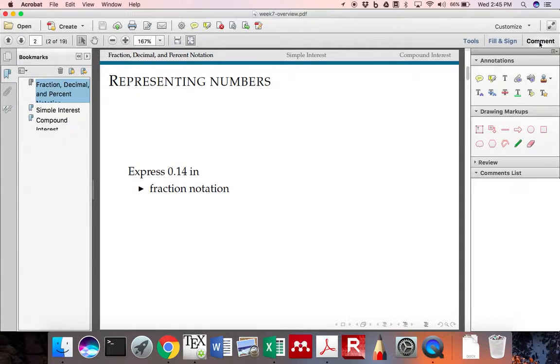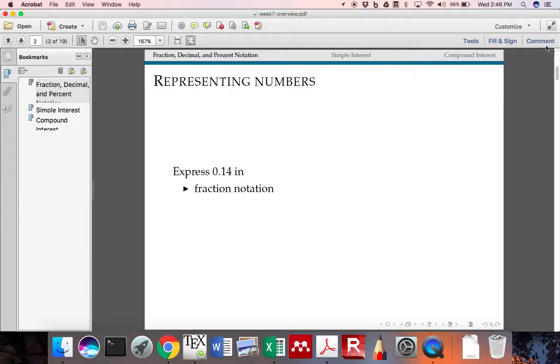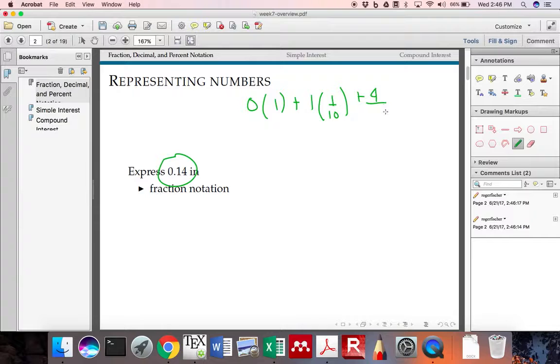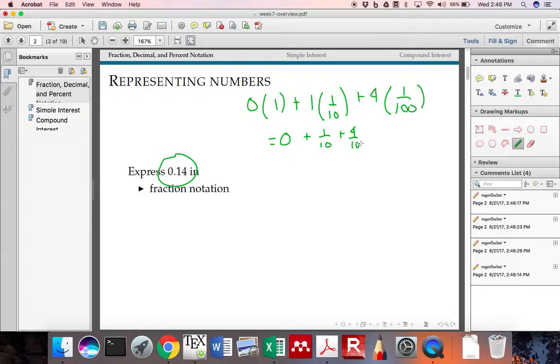This is some preliminary stuff we need to talk about. So how are we going to express this number in fraction notation? Well, remember that this is a place value thing. This is 0 groups of 1 plus 1 group of 1/10. Remember, that's the tenths place, plus 4 groups of 1/100th. So this is 0 plus 1/10 plus 4 1/100ths.